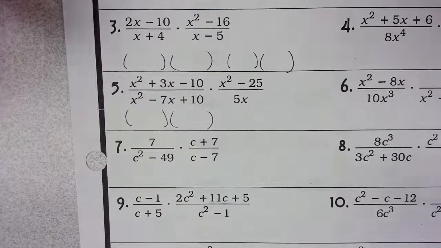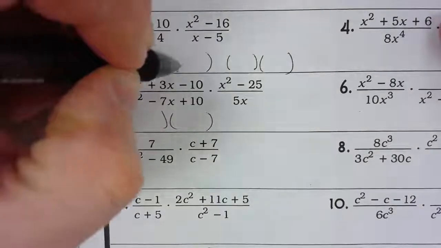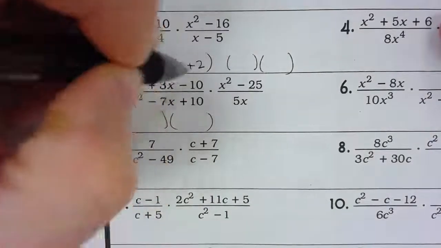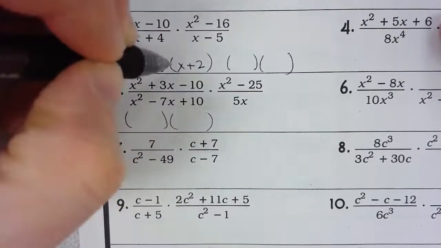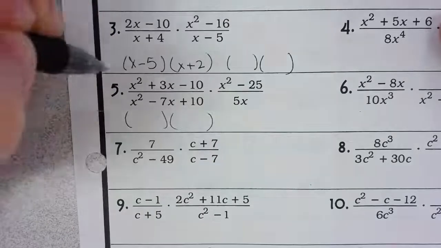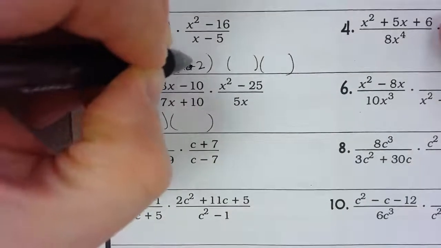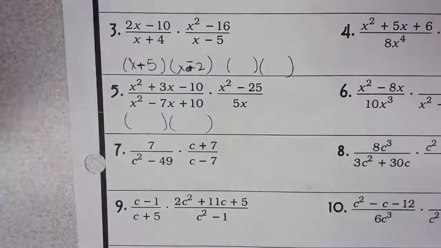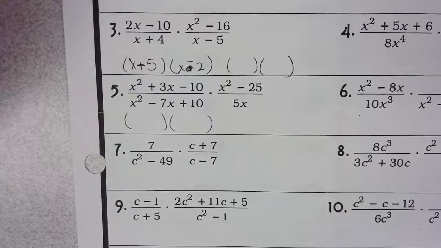to factor. Okay, so for me, I'm thinking, okay, these numbers have to multiply to be -10, but they have to add to be +3. So notice they do multiply to be -10, but these right here, this should be -2, that's what adds to be +3, not what I had originally.